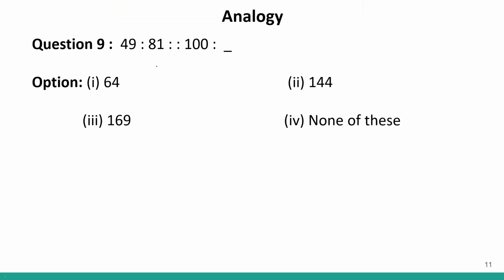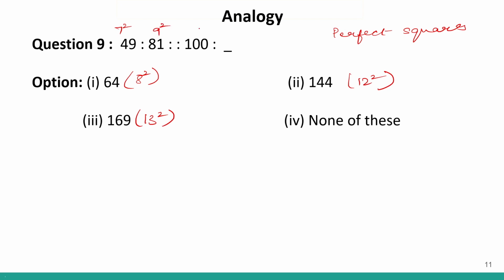Moving on to question number 9. We have 49, 81, 100. So these are perfect squares, right? These are also perfect squares. This is 8 square, 13 square and 12 square. Correct? This is 7 square, 9 square, 10 square. Now what is the relationship between 7 and 9? Plus 2. So now also I will go plus 2. So plus 2 will give me 12 square. 12 square is equal to 144. This will be your answer, which is given in option number 2. Clear? Option number 2 will be the answer.